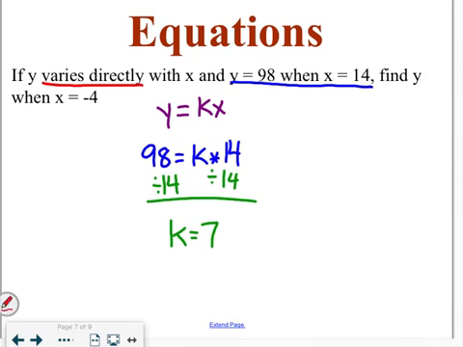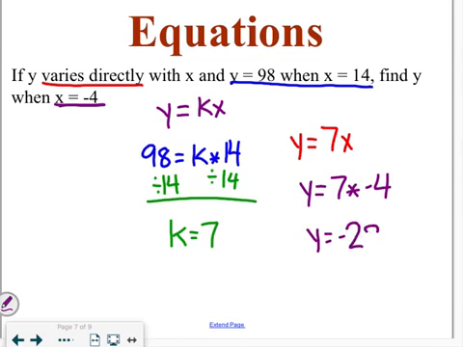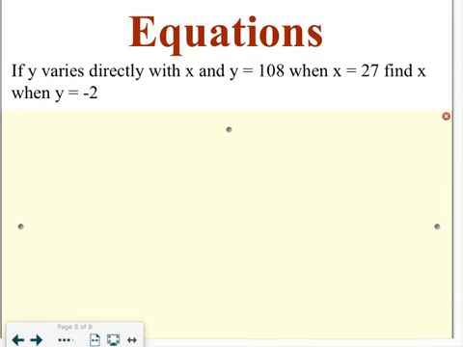So now we have our equation with our k value. y is equal to 7x. We know that whatever output is, it's going to be multiplied by 7. We want to figure out the answer for when x is equal to negative 4. So I'm going to plug in y is equal to 7 times negative 4, giving us an answer of negative 28. Go ahead and try this one on your own.